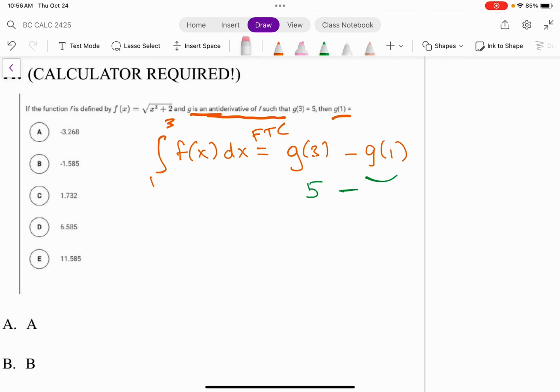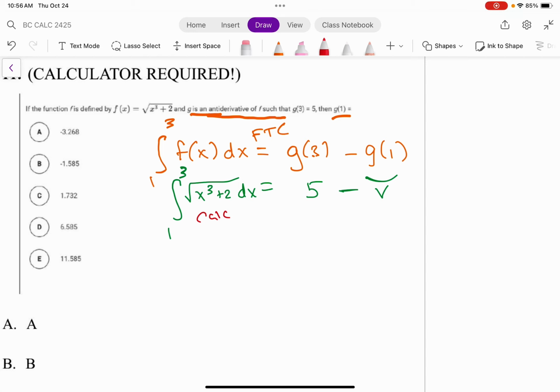Why don't we call this a variable while we're at it? I won't use x, I'll use v for value. And then this integral from 1 to 3, if we put in the actual expression, now this is where you've got to note, this is a calculator problem. No one's expecting you to take an antiderivative of the square root of x cubed plus 2. I don't know what that is. It's not obvious. Anti-differentiation is a challenging operation most of the time. Sometimes we've got techniques, but a lot of times you don't. So this is fine. We're just going to use our calculator to find this, and then we'll solve for v.